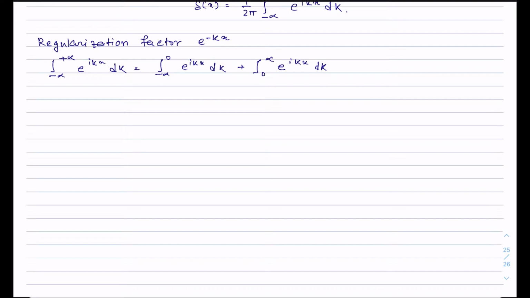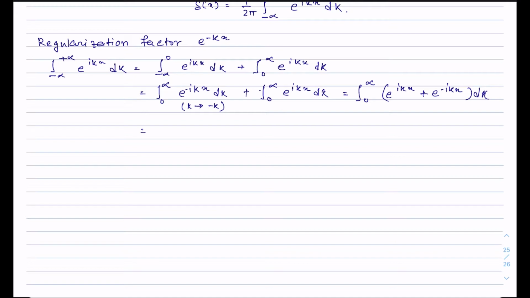Now again, this first term you could write like this: integration 0 to infinity e to the power minus i k x dk, by replacing k with minus k. Again plus the second term as it is, e to the power i k x dk. Okay, so it will be 0 to infinity of e to the power i k x plus e to the power minus i k x dk. Now let's introduce our regularization factor.